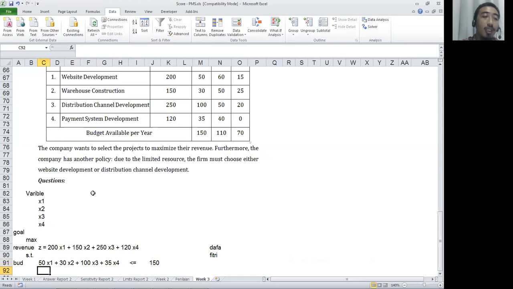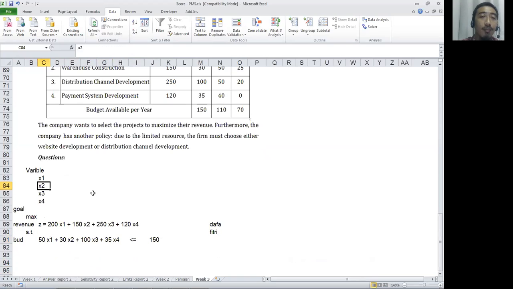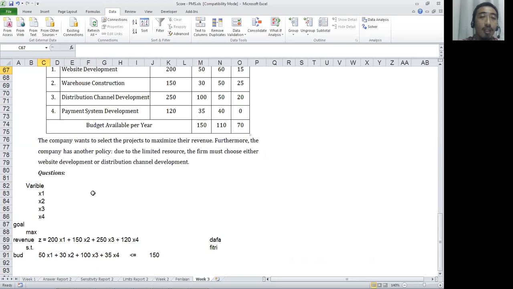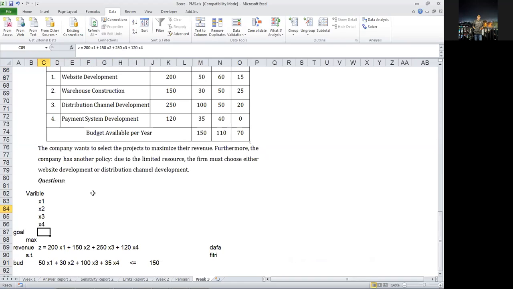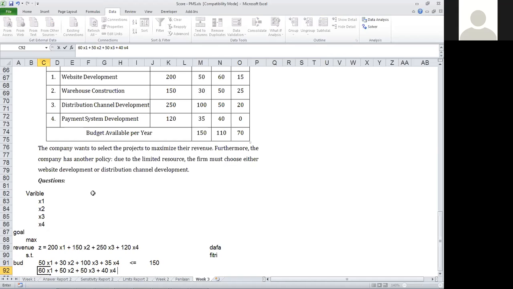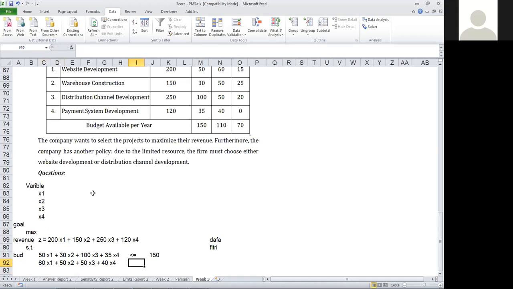So what is the next? What do you think the next is? 60X1, the budget for the second year, plus 50X2 plus 50X3 plus 40X4 less than or equal to 110.